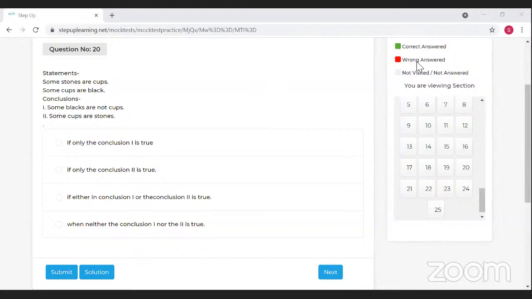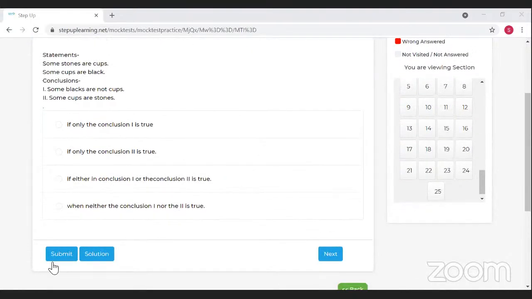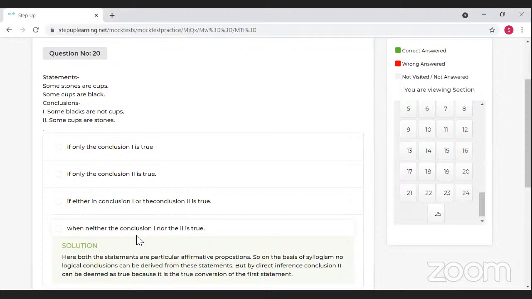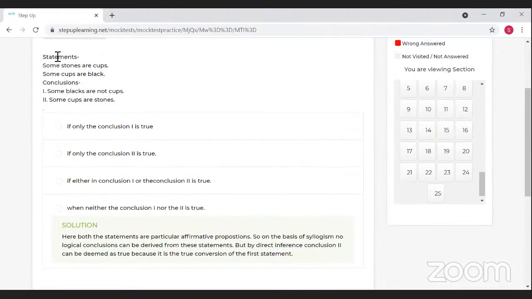Fine. Let me give you one more example where you will find I had ticked what you ticked, but some I got wrong. But see, the second one is completely making sense. Some stones are cups, some cups are stones. This is absolutely right. No doubt about it. Some cups are black, some cups are not black, or some blacks are not cups. So this one I'll get back to you with this not thing. But I'm sure about the second one. Right. So let me tell you one more question.